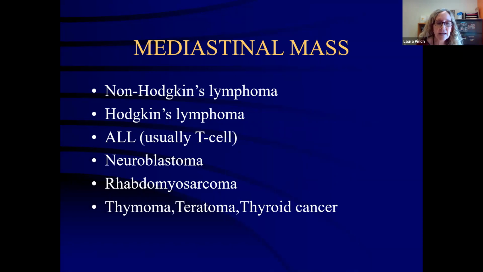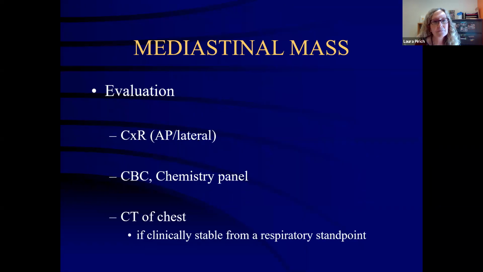So here's our list. I have neuroblastoma on the list too. That generally is going to be arising in the posterior mediastinum, but if it gets big enough, it certainly can cause problems with the trachea or the SVC. And Hodgkin's lymphoma, because it tends to be such a slow growing tumor, doesn't tend to compress the trachea as much, and oftentimes we will find those before they get into big trouble with SVC syndrome or respiratory issues.